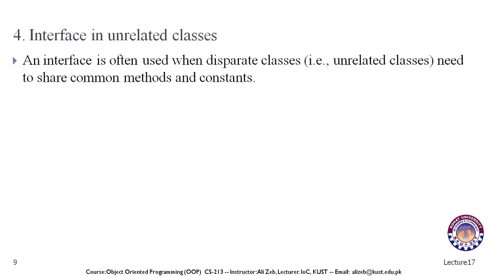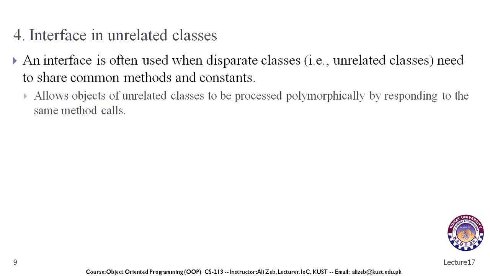Interfaces and unrelated classes. An interface is often used when we have disparate classes, classes that are completely unrelated, and by this we mean classes that cannot be combined in an inheritance relationship. These classes have nothing in common except that they need some functionality that is required in both of these classes. So if these two unrelated classes need to share common methods and constants, an interface allows objects of unrelated classes to be processed polymorphically by responding to the same method calls.